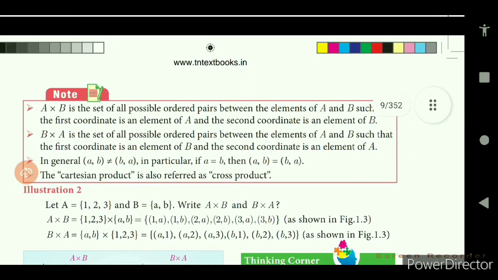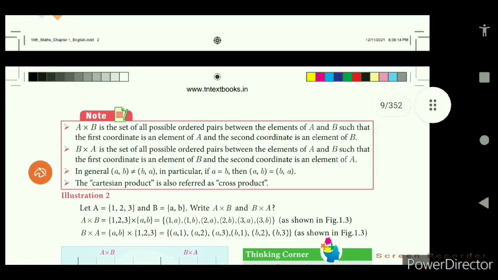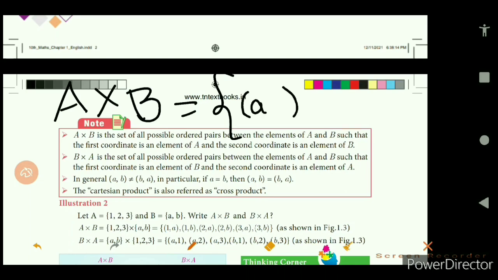Note. Learning notes will make you more perfect in the math subject. It will help you to do your sums in an efficient way. Here are 4 notes. We will see note 1. A cross B is the set of all possible ordered pairs between the elements of A and B such that the first coordinate is an element of A and the second coordinate is an element of B. In the first note, they have given how to represent the cross product.